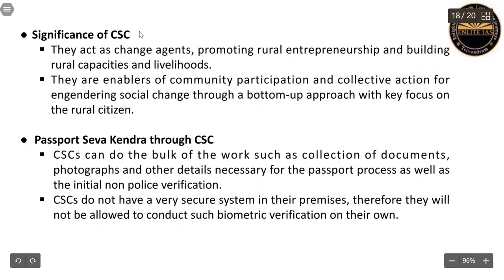So the significance of these common service centers is that it acts as a change agent promoting rural entrepreneurship and building rural capabilities and livelihoods. It also enables community participation and collective action for engendering social change through a bottom-up approach, which has been very important in the development of the country from the grassroots level.